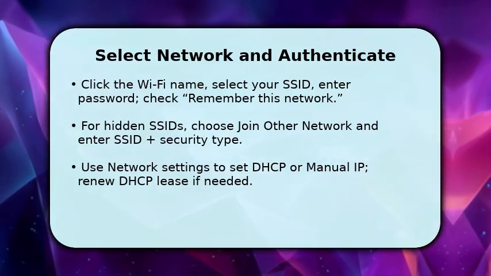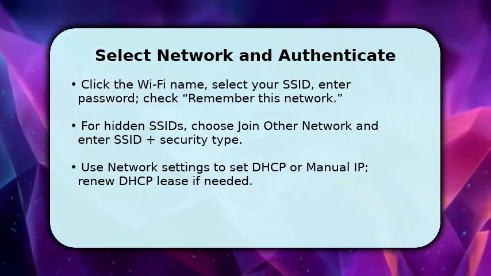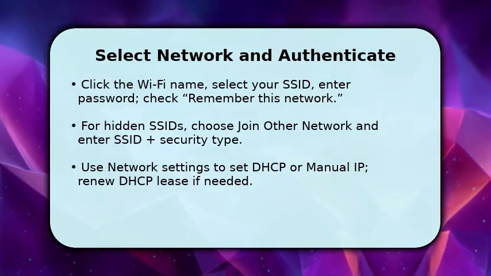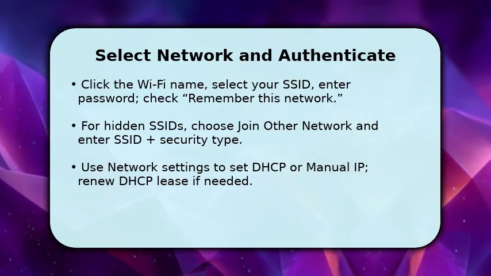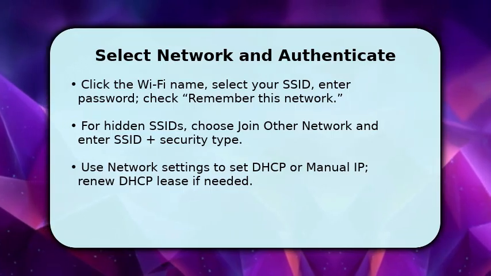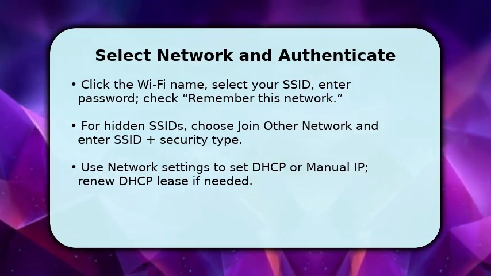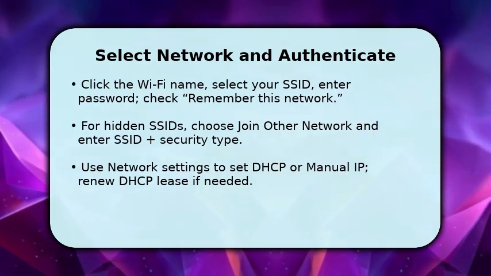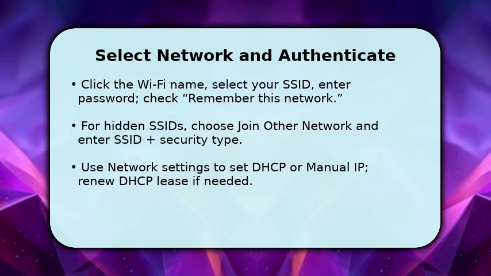If the network is hidden, select Join Other Network and type the SSID plus the correct security type so your Mac can authenticate. If you run into IP problems, open System Settings, Network, Wi-Fi, Advanced, and either renew the DHCP lease or switch to manual IP with the provided gateway and DNS values to ensure proper addressing.